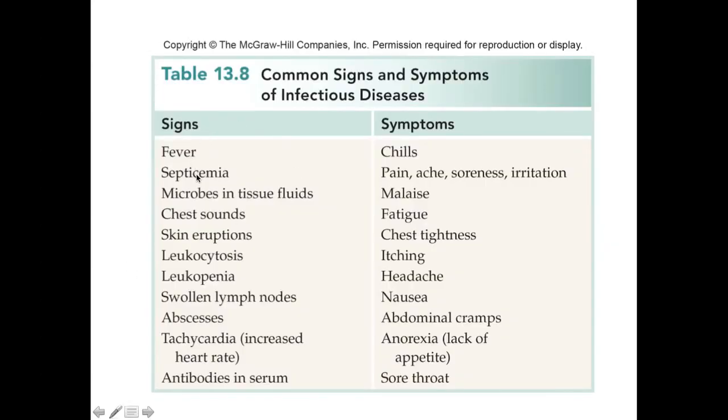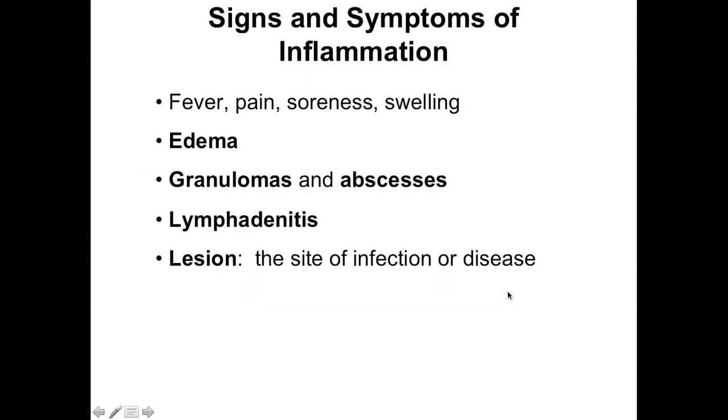So here are some signs. You can see fever, septicemia, skin eruptions, leukocytosis. All these things can be measured by a physician. Then you have your symptoms, so chills, your pains, your malaise, your fatigue, chest tightness, itching. All of these cannot be measured by a physician. You just have to go on the patient's word.